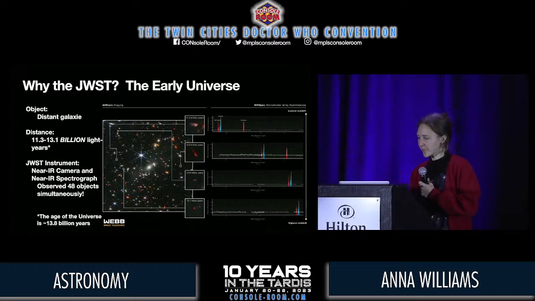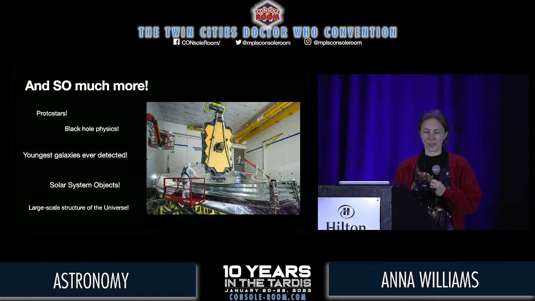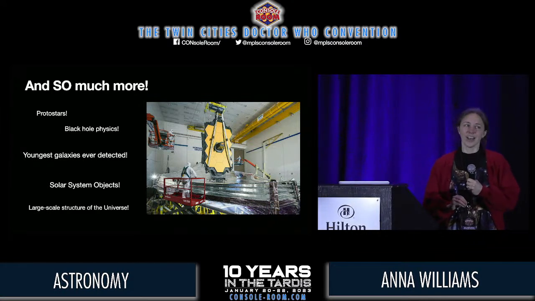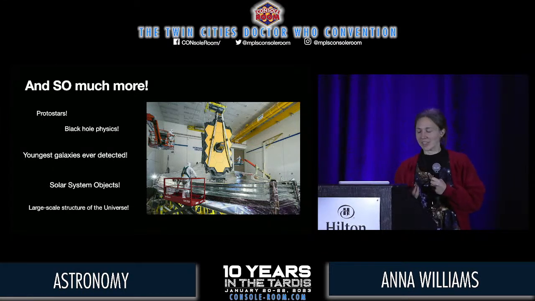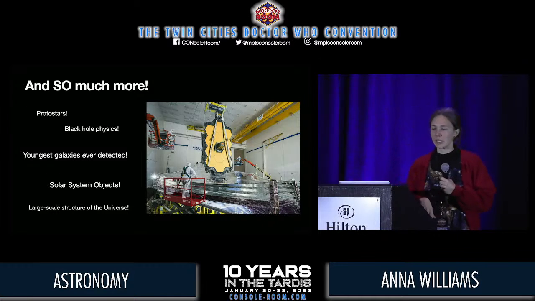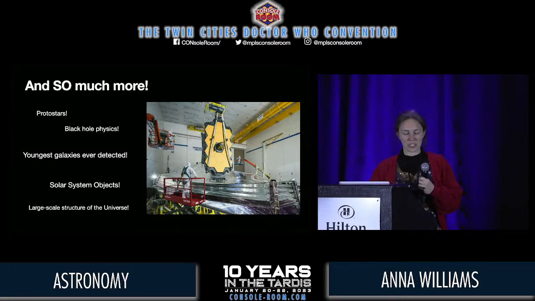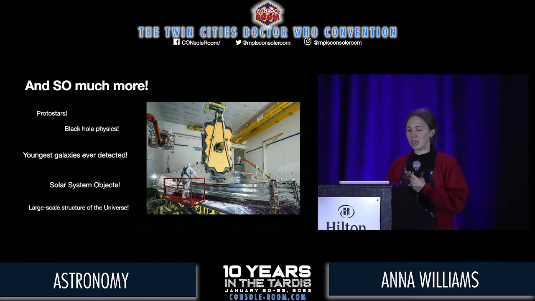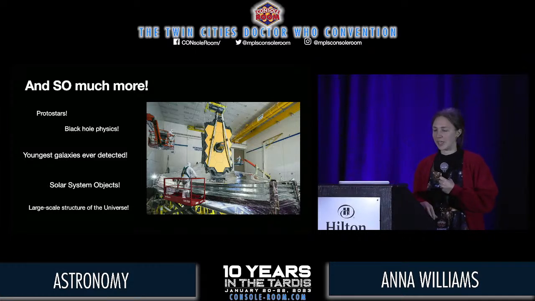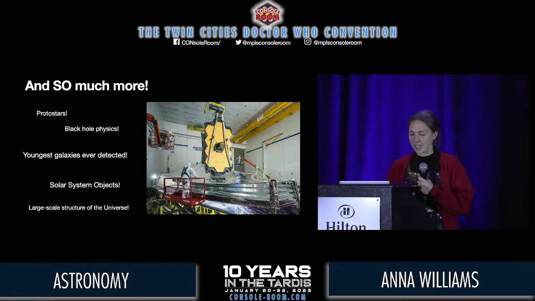So I wanted to leave plenty of time for questions for the audience and for those viewing online, so I'll just wrap up with saying that there is so much more that I didn't get to go into detail here that the JWST is going to do. Protostars, I kind of hinted at that with the Carina Nebula. Black hole physics, like I said, when we're getting all of those different images of interacting galaxies that will be triggering supermassive black hole accretion, we're going to be able to understand black hole physics with those observations or learn more about it. We're going to observe the youngest galaxies we've ever detected.